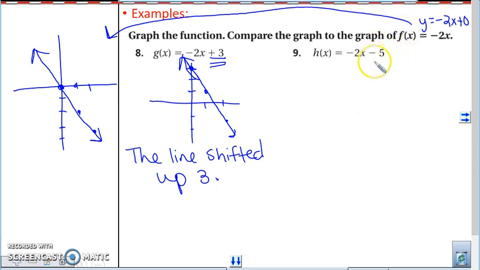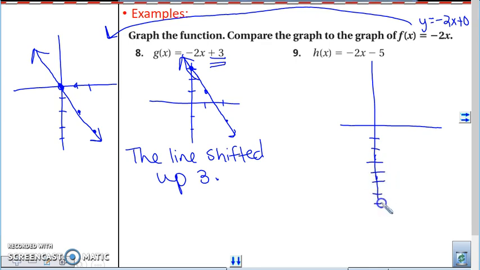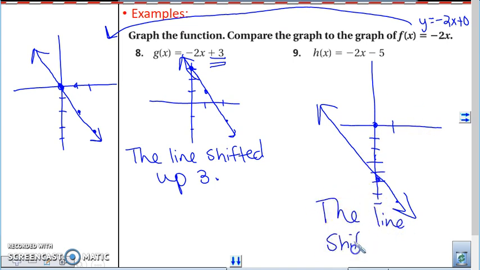Let's look at this next one. See, it went from 0, 0 to up 3. Okay, this one. We're going to go down 5, 3, 4, 5, and the slope is to go down 2 over 1. All right, we're no longer at 0, 0. We shifted down 1, 2, 3, 4, 5. The line shifted down 5. Because we took away 5, it shifted down 5. Because we added 3, it shifts up 3.